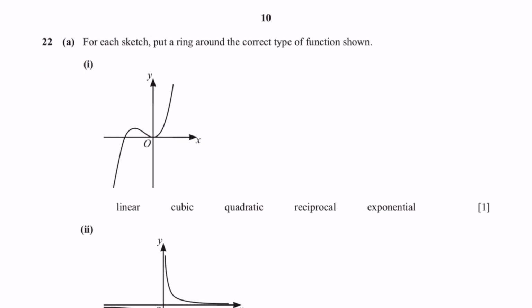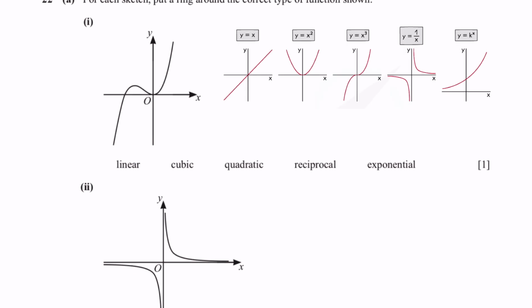Next, question 22. For each sketch, put a ring around the correct type of function shown. Okay. These are some examples of graphs that you should know. A straight line means that it's a linear graph. If you have a U shape or a sad smiley face, that would be quadratic.